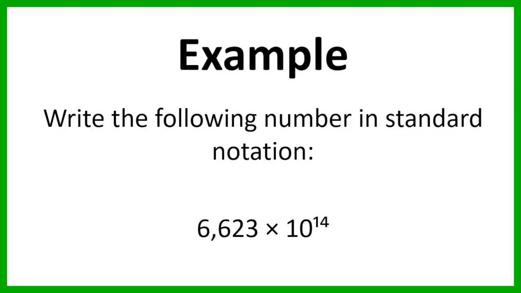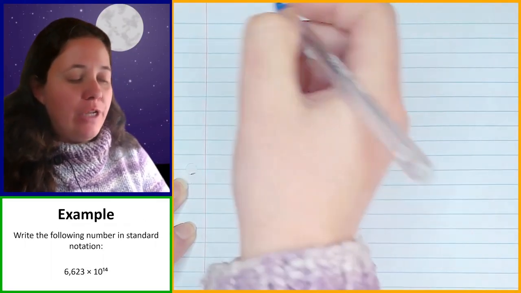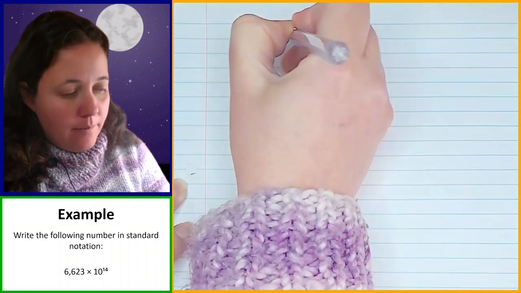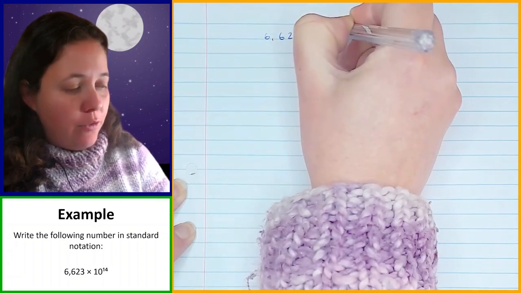Okay, so now we know how to write numbers that have been given to us in standard notation and write them in scientific notation. Now we're going to be doing the opposite. Now we're going to learn how to take a number that has been given to us in scientific notation and write it in standard notation. Okay, so in this example that we're going to be doing over here, we've got 6.623 times 10 to the power of 14.